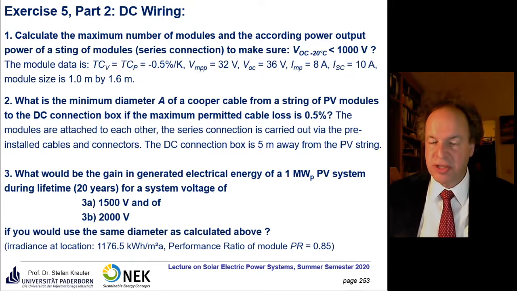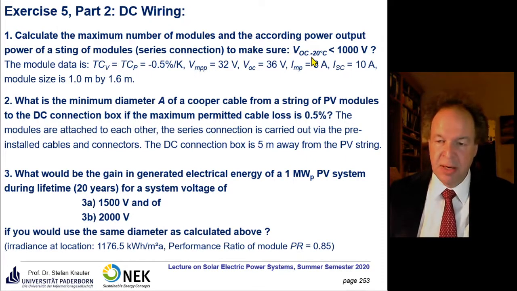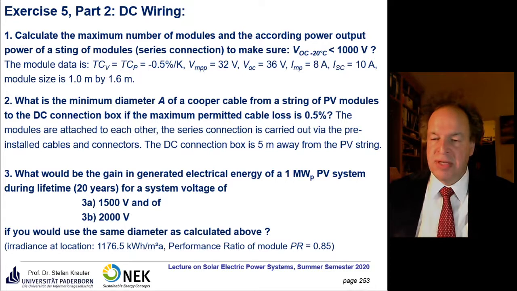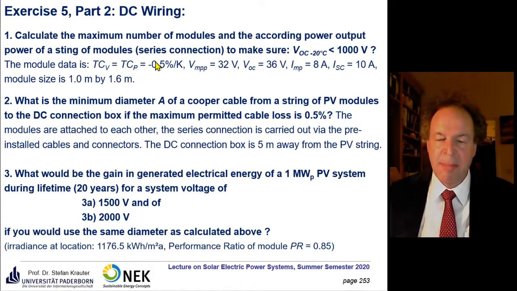And the most extreme conditions are that we have open circuit conditions instead of conditions in the maximum power point, and in winter when it's very cold and after sunrise, module temperature might be at minus 20 degrees, and therefore the voltage is highest, and we have to calculate that extreme case. So we have here all the required data. What we have here, we have open circuit voltage 36 volts, and we have to consider the increase by the low temperature.